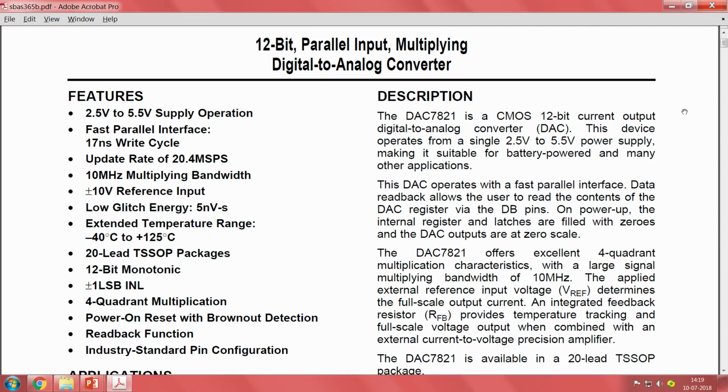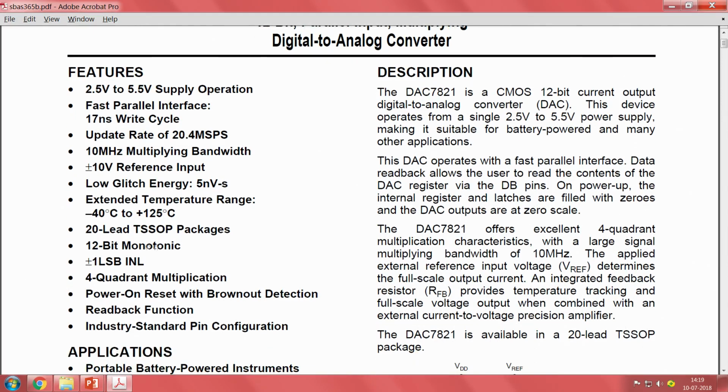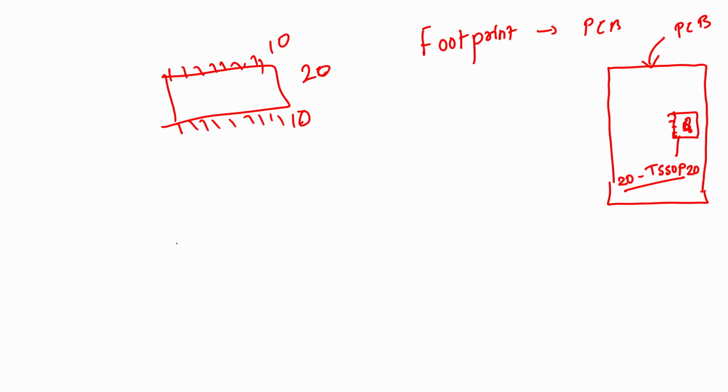So, next thing is what? We are going through the main features of the ICs. This is very important, this is the way you should analyze the datasheet. Once you look at a datasheet 2-3 times, you can quickly go through these things. Then 12 bit monotonic. What does monotonic DAC mean?